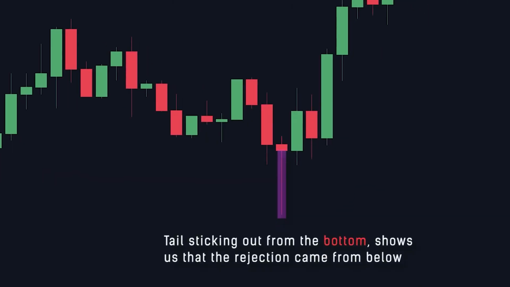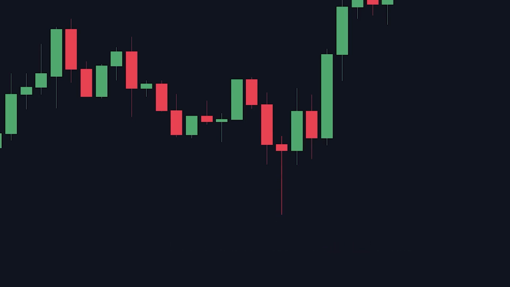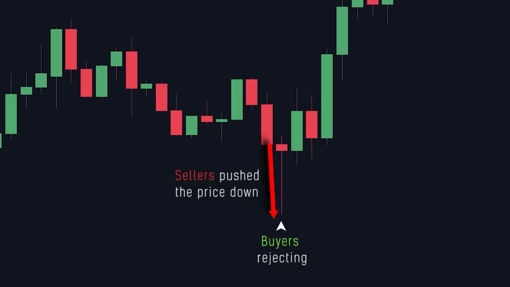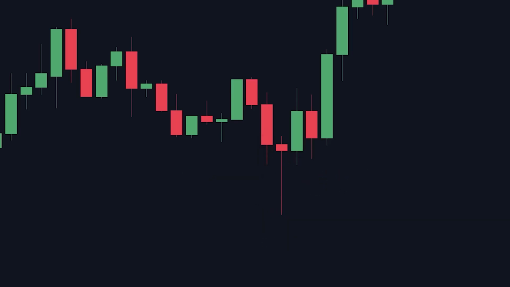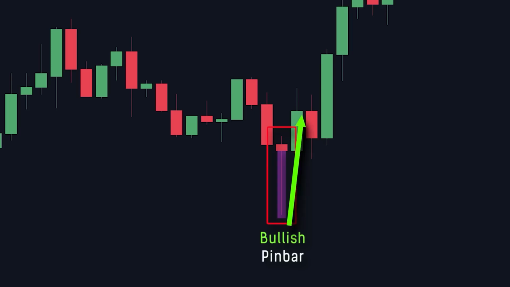So, if the tail is sticking out from the bottom, it shows us that the rejection came from below. Again, this happens because we have sellers that pushed the price all the way down before buyers stepped in, rejected it, and pushed the price all the way back up before the candle closes. Which is why, even if this is a red candle, it is still considered as a bullish pin bar, because the tail sticking out from the bottom means that the momentum is going upwards.